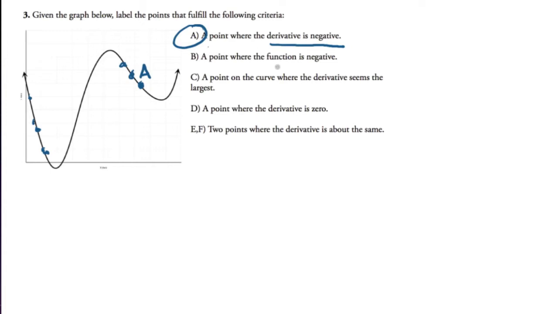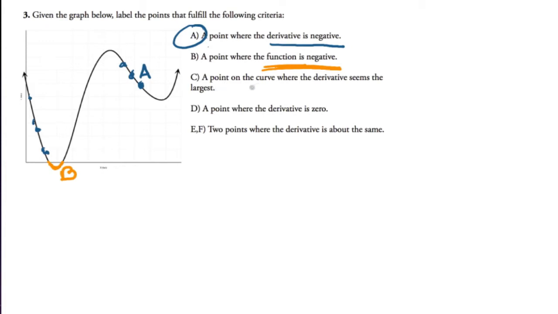Now that's different from where the function is negative. The function is negative when the function's below the x-axis. So that's only right here in this area. So any point right there below the x-axis would be a point where the function is negative.